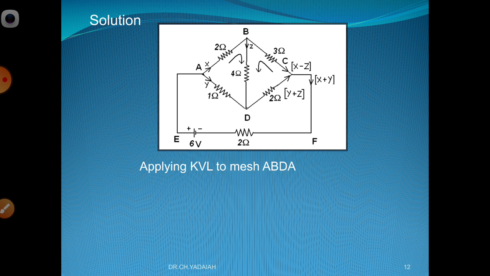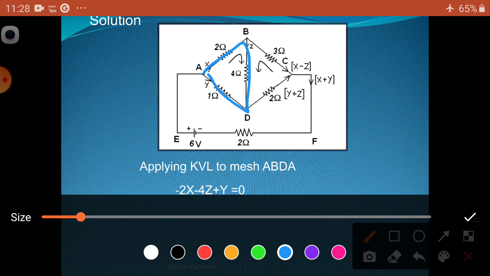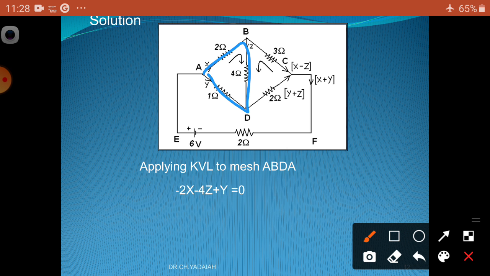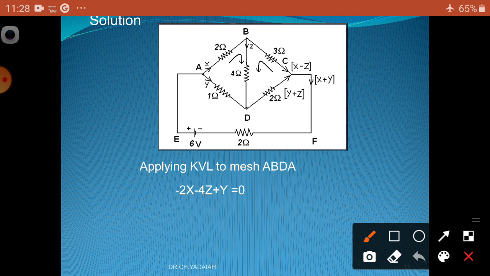Now apply the KVL to the mesh. What is the circuit? A, B, D, A. Similar to the previous one, so we are going to get that. What is the current here? The same current we are going to apply here. And from A to B, the current direction and loop direction are the same. So what is the current? X current, so minus X.